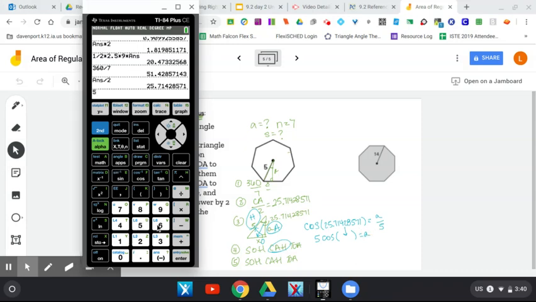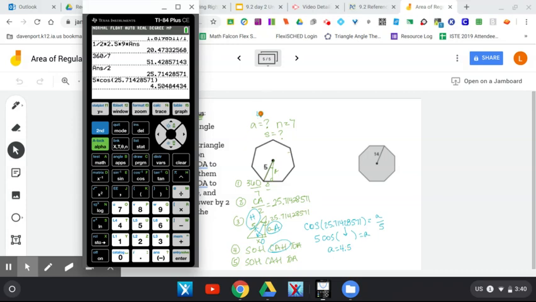I'm going to do 5 times cosine. I don't want to use the rounded angle here, so I am going to type this whole thing in, and I know it's kind of a pain, but I want the most accurate answer I can possibly get. So A here is 4.5.